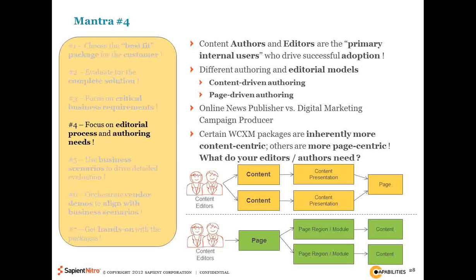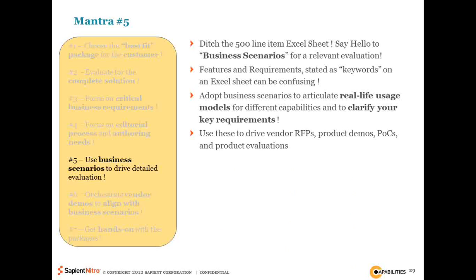All right, and the next one, which we've hopped on a few times now, is the importance of business scenarios. And how do you do that? The idea is to do away with what I used to call the classic 500 line item Excel sheet. I remember 10 years back on a package selection project I was handed a 500 line item Excel sheet and told, please fill in what these 5 products do against 500 criteria, and obviously that was a nightmare, trying to fill in 2,500 cells.